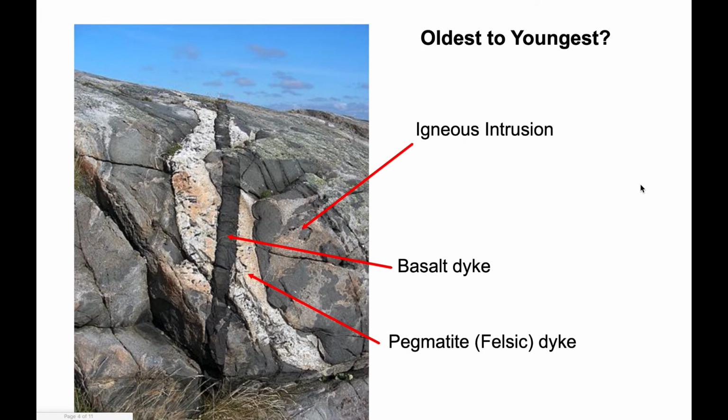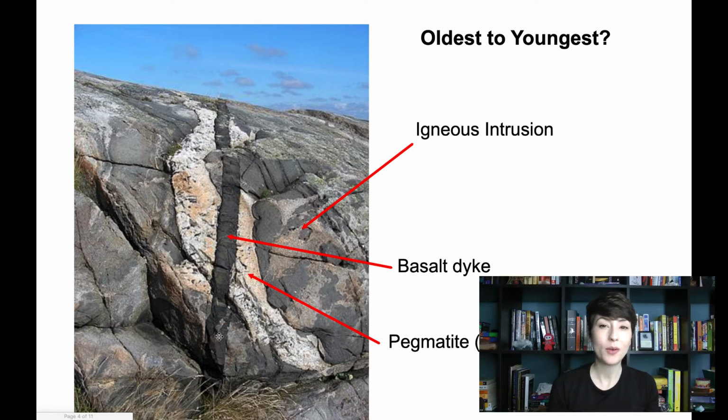Let's take a look at this picture. So we have a nice big chunk of igneous rock. We've got a lighter felsic composition dike, and we also have a basaltic dike as well. Can we figure out where the rocks go from oldest to youngest?